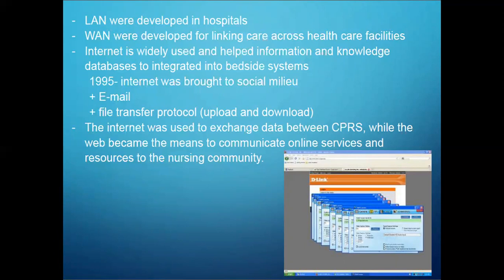So the health information system is not only focused in the hospital, but it became accessible. So it became global with the internet. So you can upload and download data, send information in the email, provide information, and receive information through email and file transport using the internet.